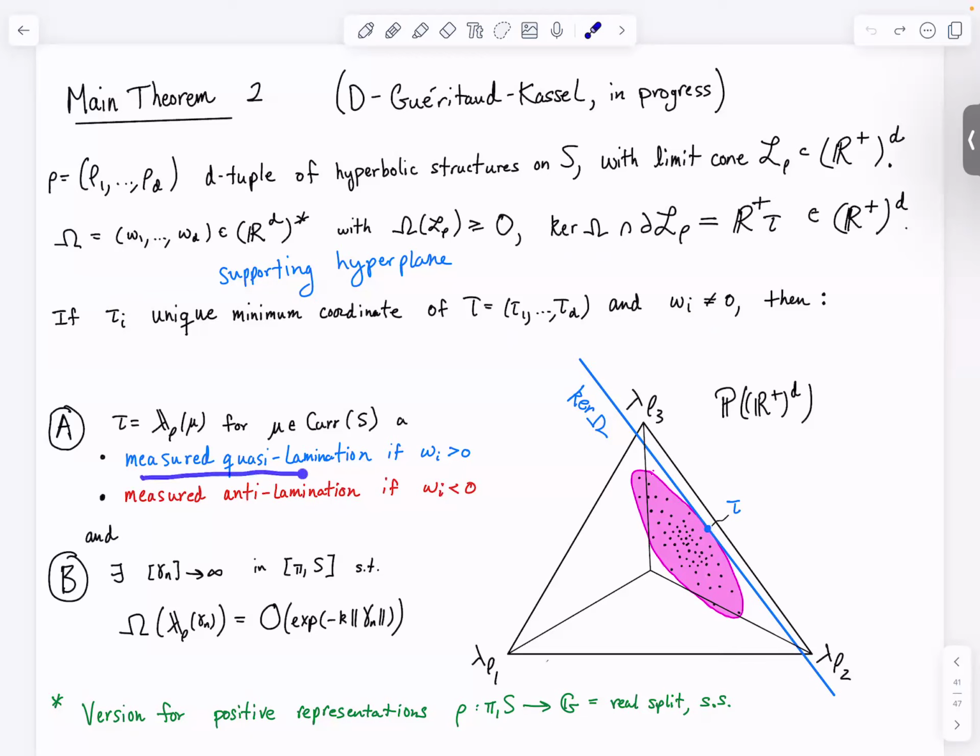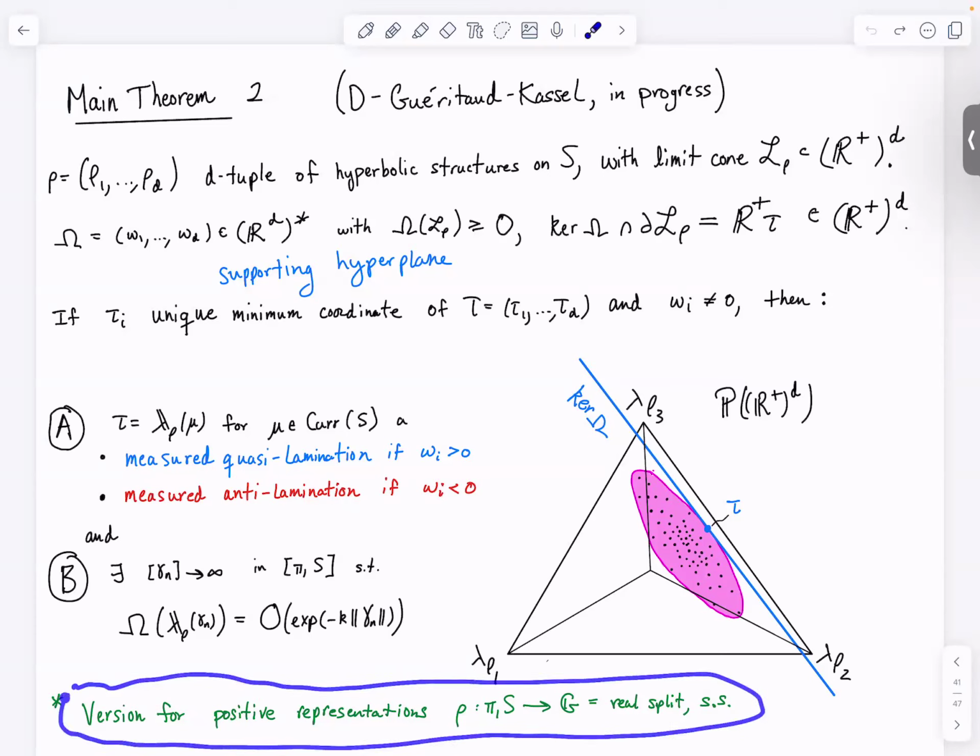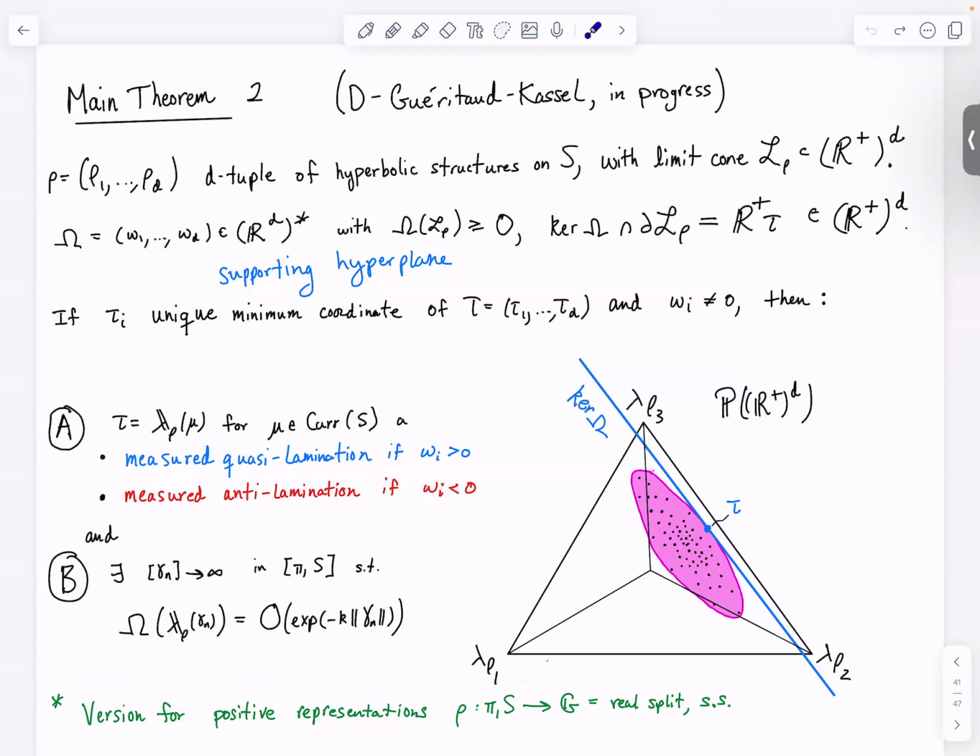It's actually a measured quasi-lamination if omega I is positive, and a measured anti-lamination if omega I is less than 0. And further, we get that the approximation of the boundary at this point is exponential. So it's not just approximating in slope, but it's actually getting exponentially close to the kernel of omega. Okay, and importantly, there is a version of main theorem 2 in the general setting of higher Teichmüller Thurston theory for positive representations.